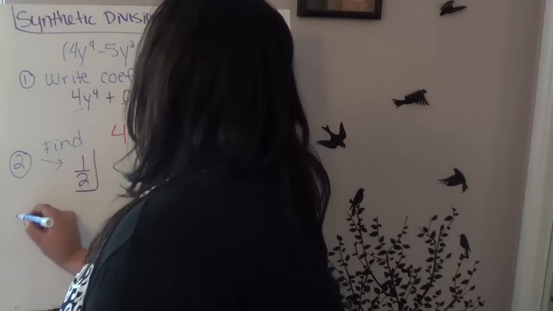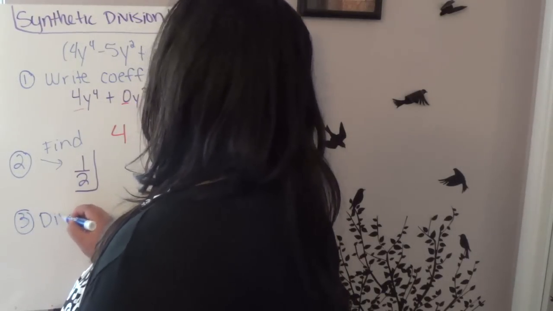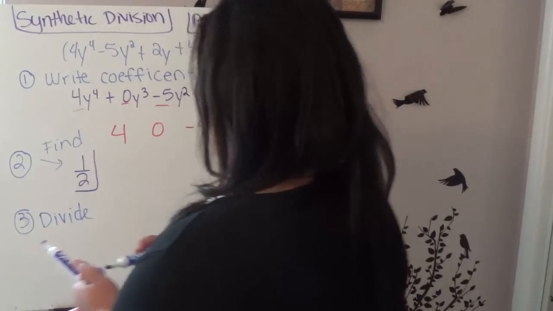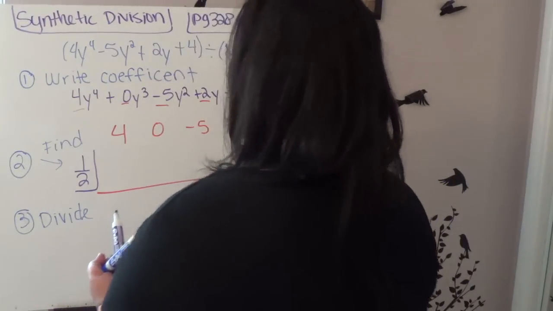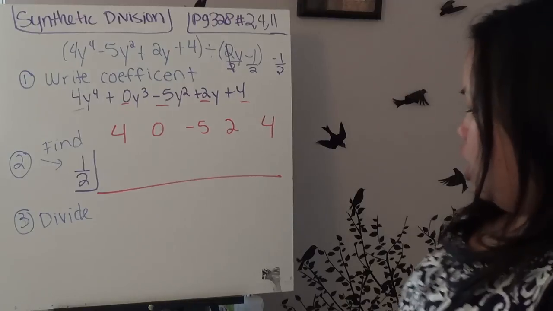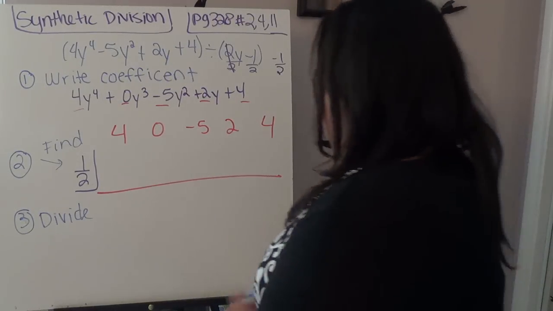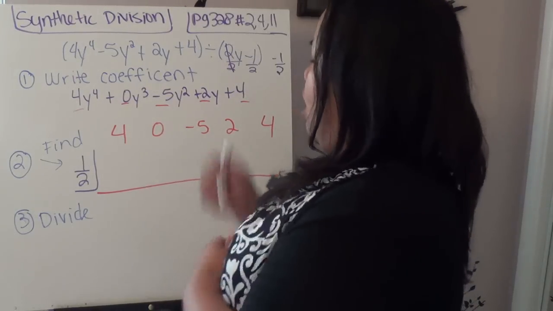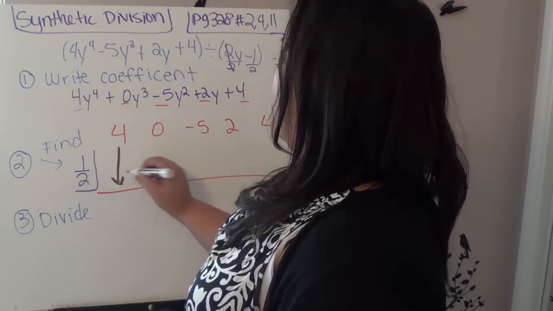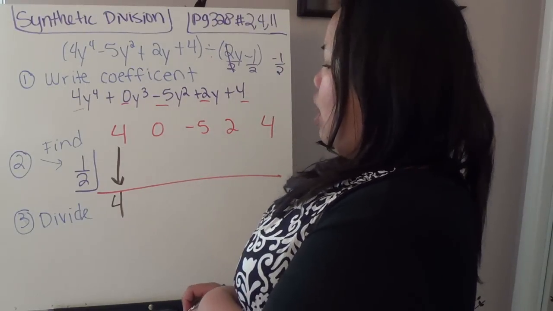Step 3, I'm going to then divide. Take this line and put it right there. So let me show you what I do. In order to divide, I'm going to take the first number and bring it down. Always bring down the first number. So this is 4. Okay?